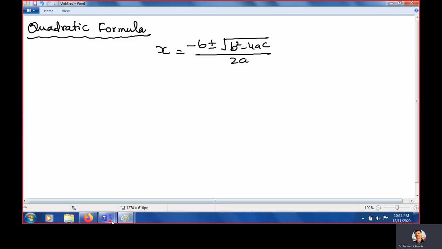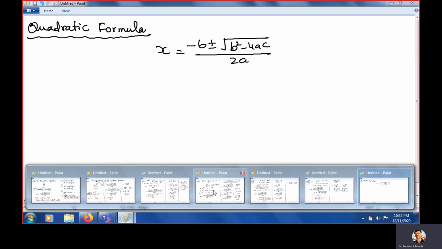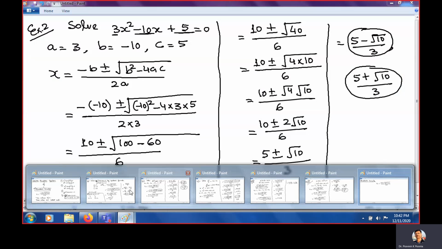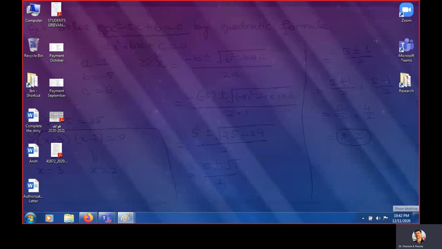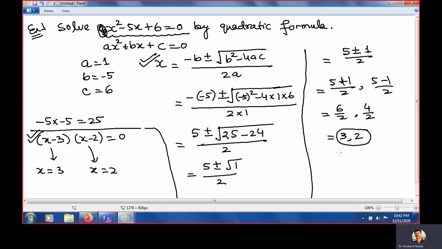Clear? Now, before I proceed further, I want to tell you, if you find these 3 and 2, we call them real roots. Real roots. Clear? And what type of roots? Real and distinct, means different, distinct roots.